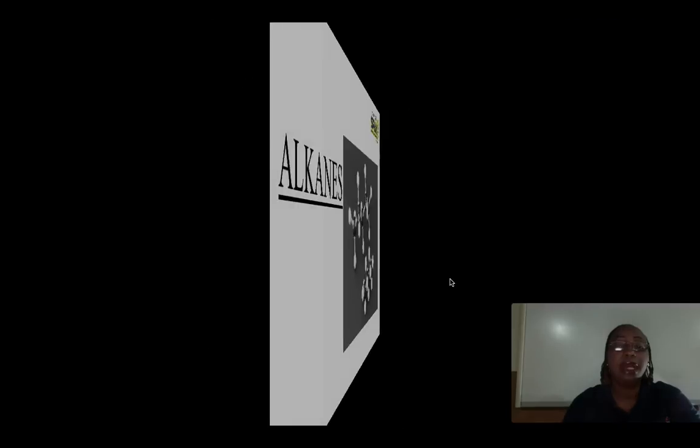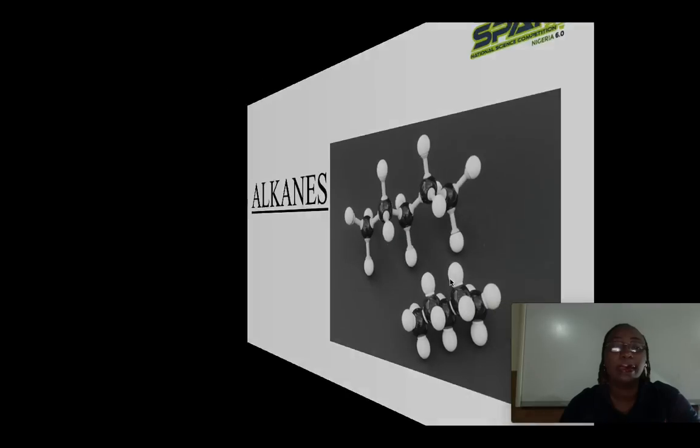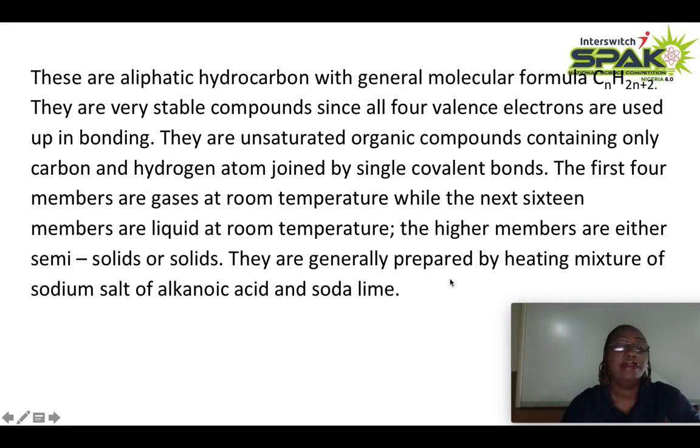Let's quickly look at 3 main organic homologous series: the alkanes, the alkenes, and the alkynes. So we're starting with alkanes. This is an aliphatic hydrocarbon with general molecular formula CnH2n+2. They are very stable compounds, and all valence electrons are used up in bonding.